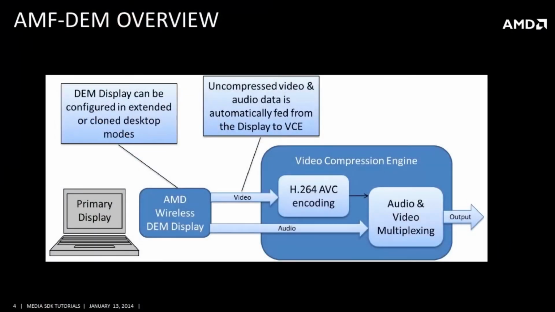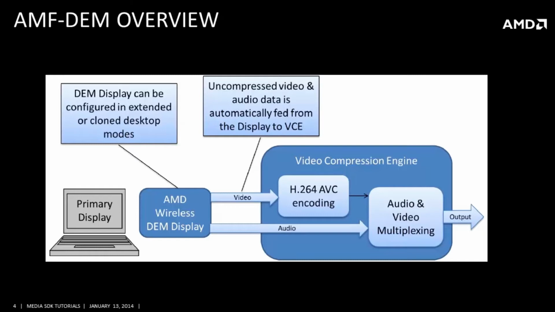The physical connection that's made between the display controller and VCE is presented as an actual display to the Windows OS. Later on in the demo, I'm going to show you how that works in this application. You can also configure the AMFDEM library to not only produce compressed H.264 video, so your desktop is captured and compressed as an H.264 elementary stream, but also capture the audio stream. You have the option to either take the elementary streams separately, or multiplex them into a transport stream. You have these options available in the AMFDEM library.